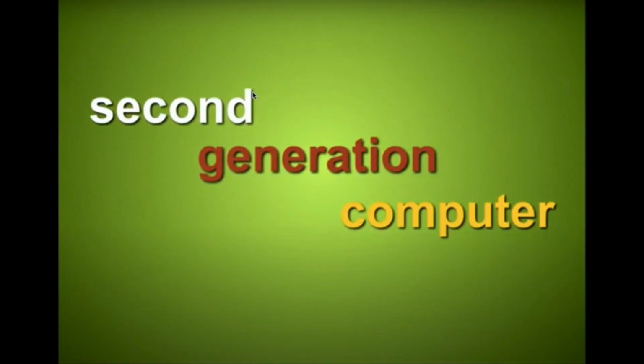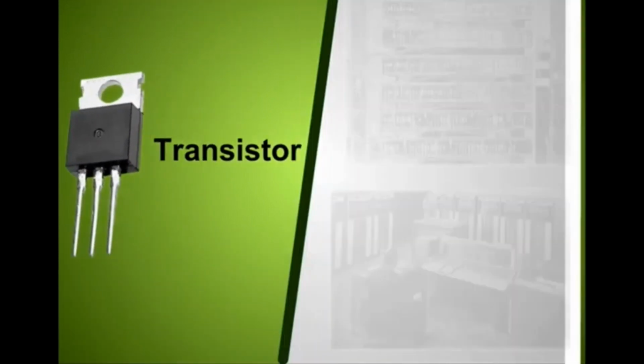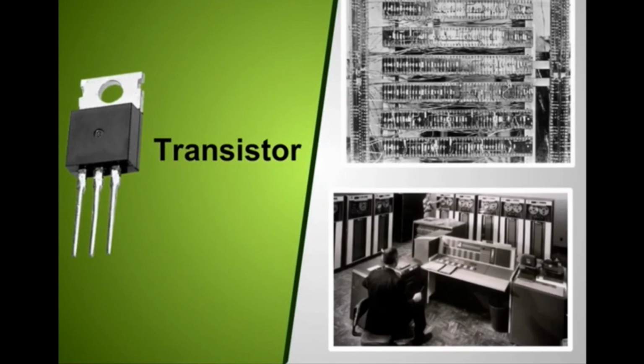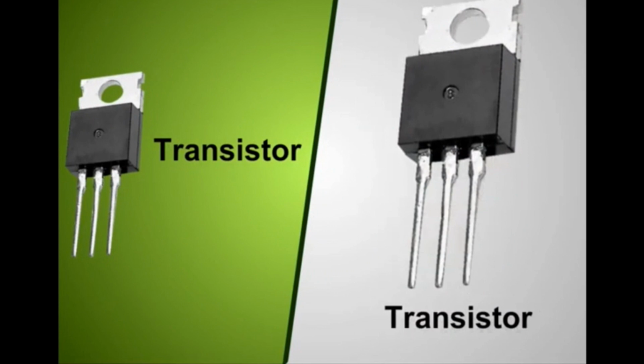Second generation computer. Transistors. The period of second generation computer was 1956 to 1963, using transistors. Hardware technology. Transistors replaced the vacuum tubes of the first generation of computers.